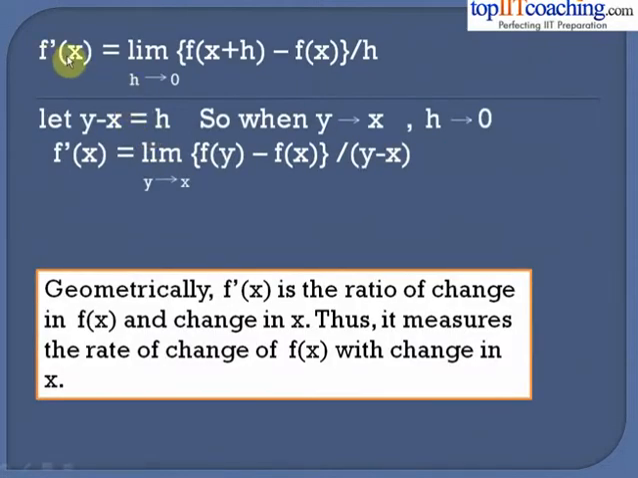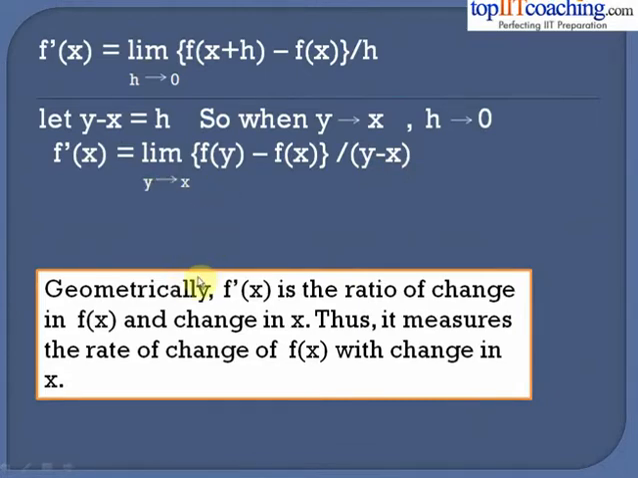So f dash x, or the derivative of f(x), is equal to the limit of f(x plus h) minus f(x) divided by h when h tends to 0. Now let us say that y minus x is equal to h. So when y tends to x, then h tends to 0, or in other words, when h tends to 0, y would tend to x. So we can say f dash x is equal to the limit of f(y) minus f(x) divided by y minus x when y tends to x.